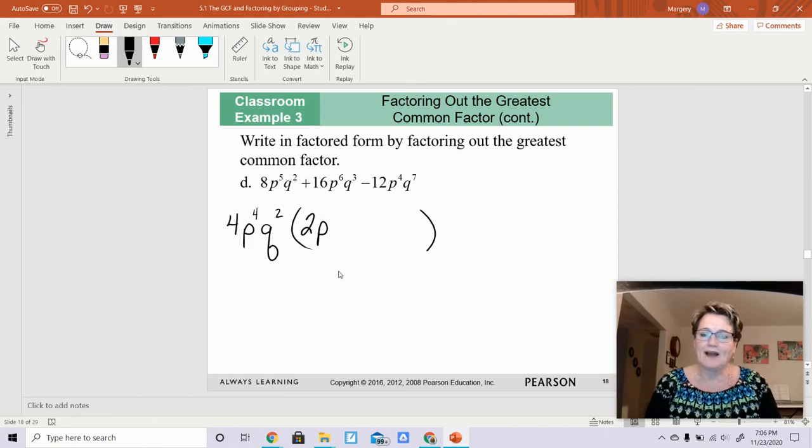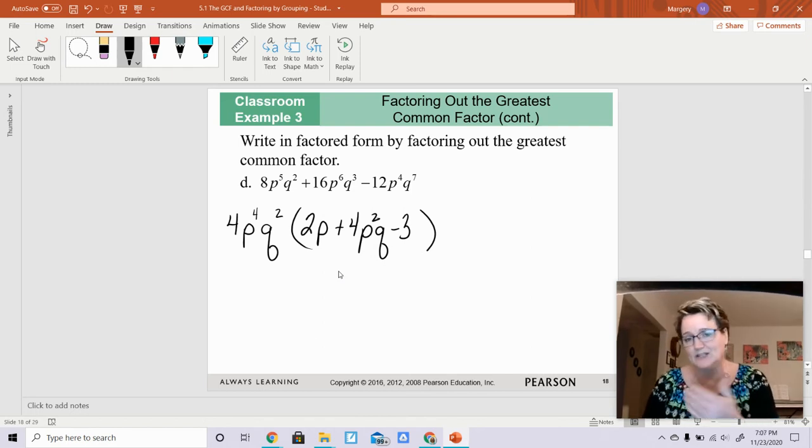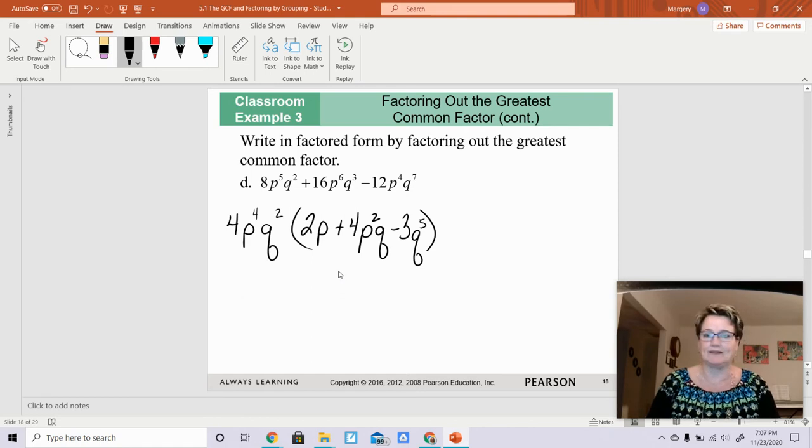Now, 4 divided into 16 is 4, or 4 times 4 is 16. P to the 4th times p to the 2nd is p to the 6th. Q squared times q is q to the 3rd. 4 times a negative 3 is a negative 12. P to the 4th times p to the 4th is just 1. I'm sorry, you would just, you don't put anything down there. But q to the 2nd times q to the 5th is q to the 7th. And you're done. You just got them done. You can always double check your answers by doing the distributive property.